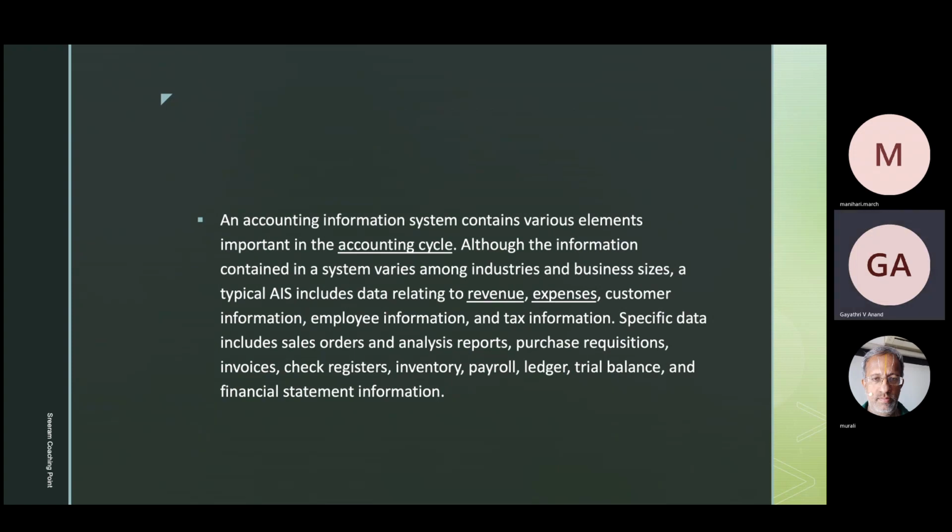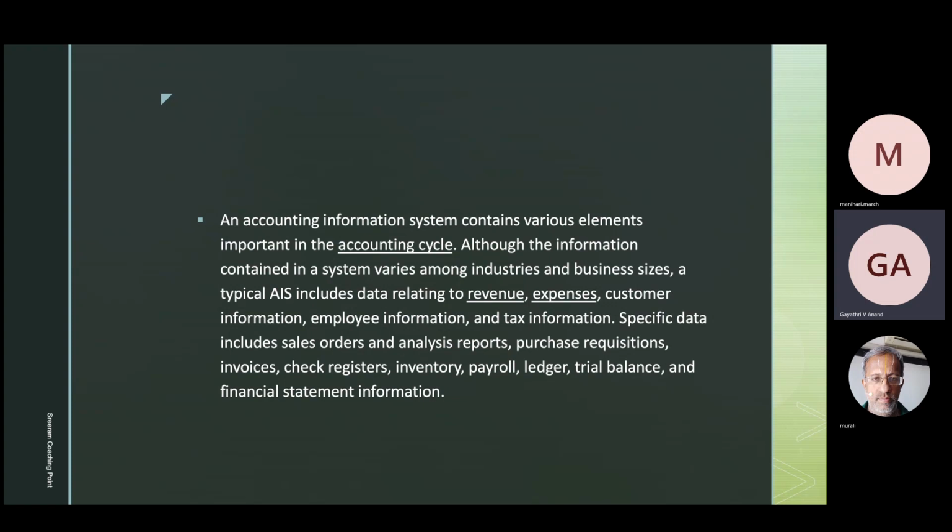So here an accounting information system contains various elements in the accounting cycle. This is what is being discussed in the first 30 pages. Although the information contained varies by industries and business sizes, it includes revenue, expenses, customer relations, employee information and tax information. Any accounting transaction you take, what could be the broad category? You could have revenue, that is incoming of funds, expense where it is outgoing.